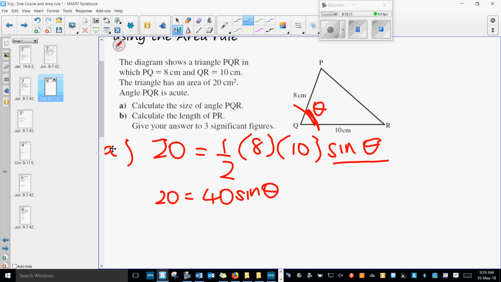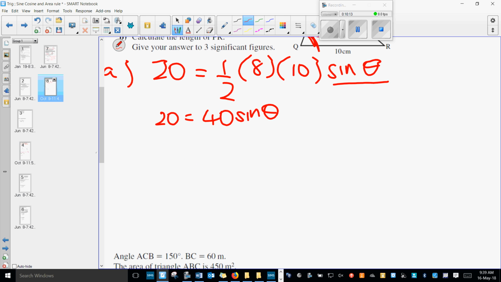You're then going to try and find sine theta. So what are we going to do? How are we going to rearrange it? We're going to move the 40 away from the sine, so to do that we do the opposite, so we're going to divide both sides by 40. And I know that 20 divided by 40 is 1/2.